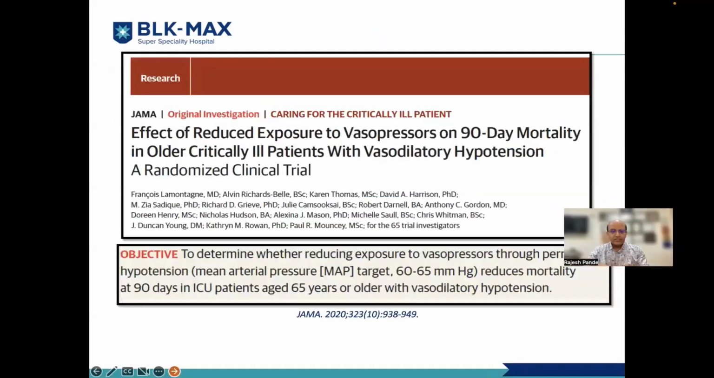There was another recent trial. This was published in 2020 in JAMA, where they looked at effect of reduced exposure to vasopressor on 90-day mortality in older patients who were critically ill and they were in septic shock. This was a randomized clinical trial, and they wanted to determine whether reducing exposure to vasopressor through permissive hypotension, so the same values that the previous trial had, Canadian trial, 60 to 65 millimeter mercury, reduces mortality at 90 days in ICU patients who are 65 years or older with vasodilatory hypotension.